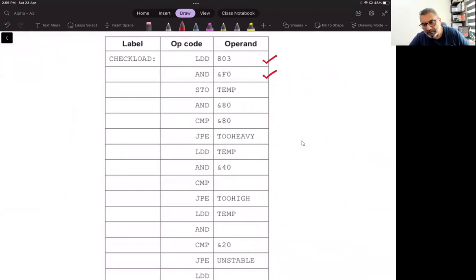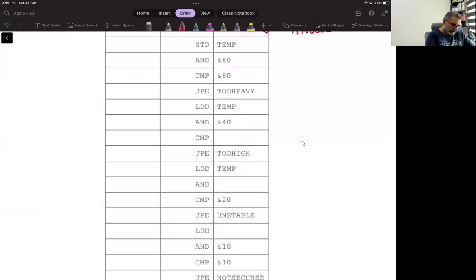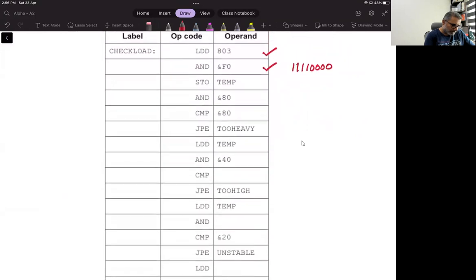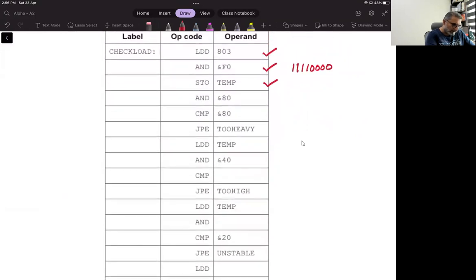You go by the syllabus. And F0 sets it to 1, 2, 3, 4, 1, 2, 3, 4. Store this into the temp. So where is temp? Here we go, in temp. Store it into the temp.